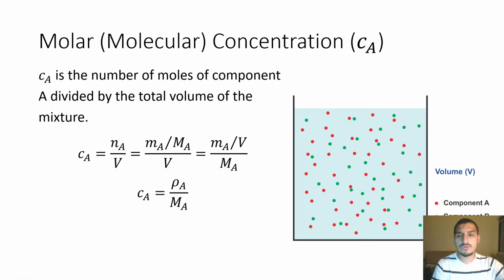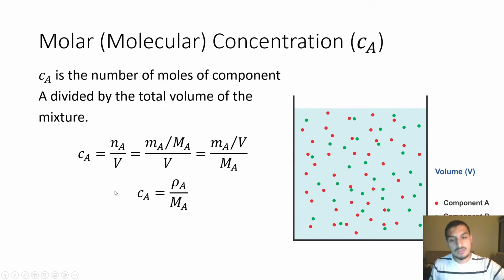For the molar concentration, it's the same as mass concentration, but instead of having mass, it is the number of moles. And we can get a simple relation that relates the mass concentration to molar concentration, which is that the molar concentration equals mass concentration divided by the molecular weight.